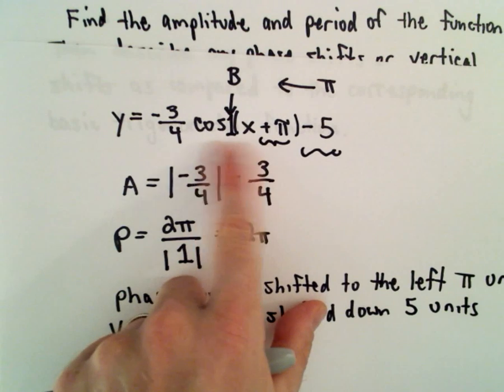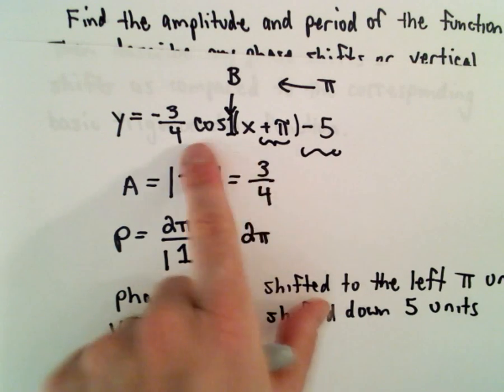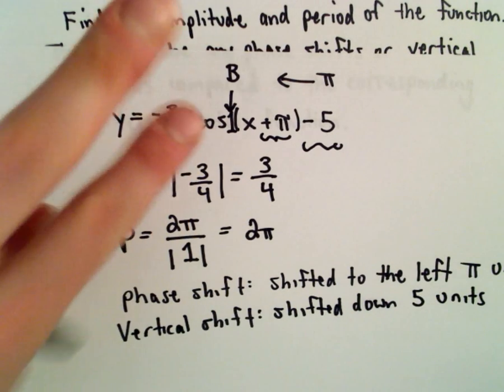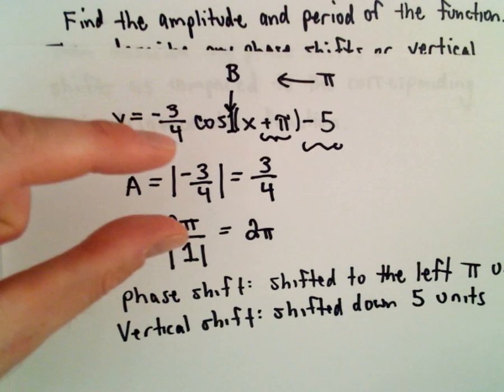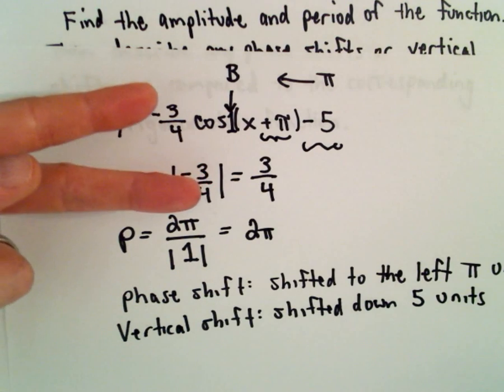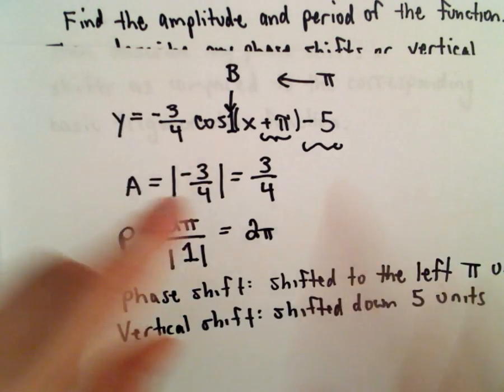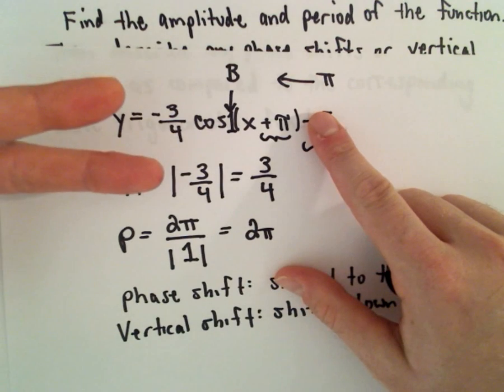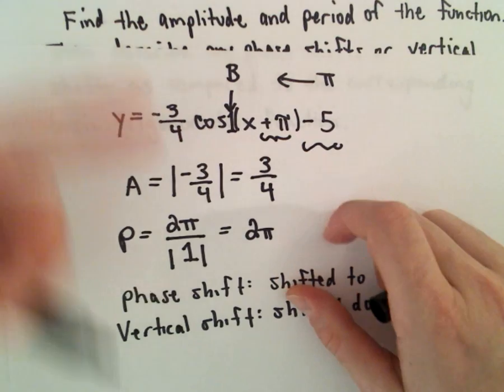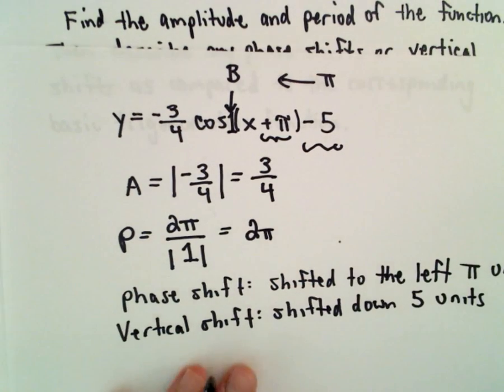If you know the graph of cosine x, you can do a few different things to get the graph of this one. The amplitude of negative 3/4, well, that would actually compress it a little bit, but the negative would also flip it about the x-axis. And then we would move that graph to the left pi units, and then we would take that whole graph and move it down 5 units.